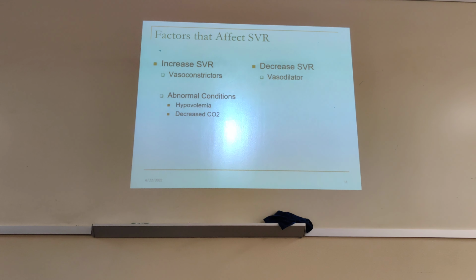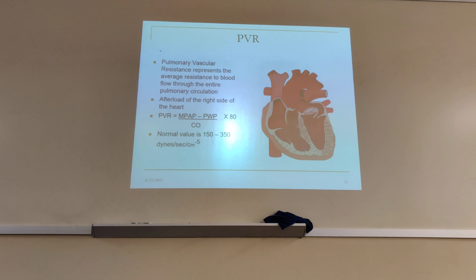All right, decreased SVR, vasodilators. So anytime a patient is receiving a vasodilator, the SVR will go down. Nitroglycerin, nitroprusside sodium. Viagra on the right side. Oxygen on the right side. Those are two good pulmonary vasodilators. Here's PVR, the other afterload, of the right heart.